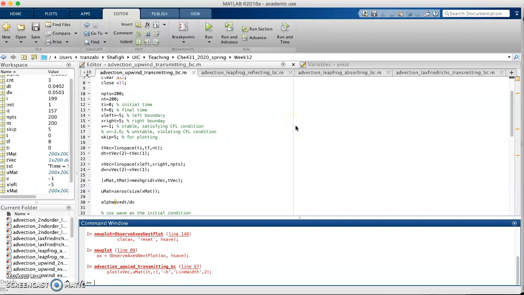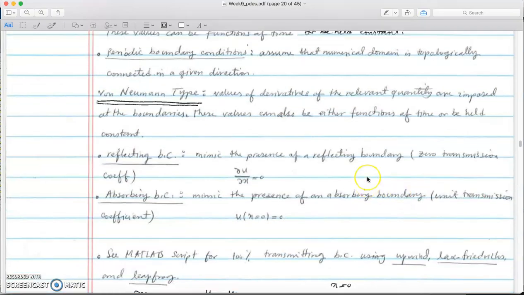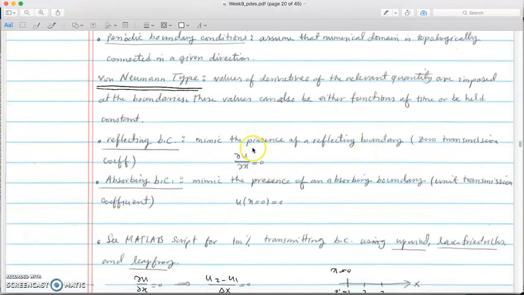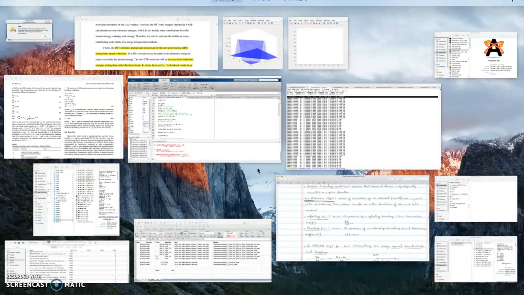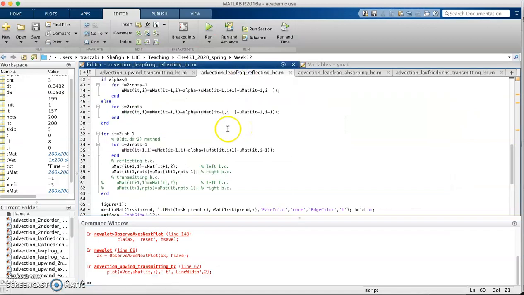The next boundary condition I'm going to talk about is reflecting. The way we impose reflecting boundary conditions, if you look at the notes on page 180, is by applying derivative equal to 0. If the derivative is equal to 0 at the boundary point, that point is imposing reflecting boundary conditions. So let's look at the MATLAB script for how we can do that in Leapfrog.